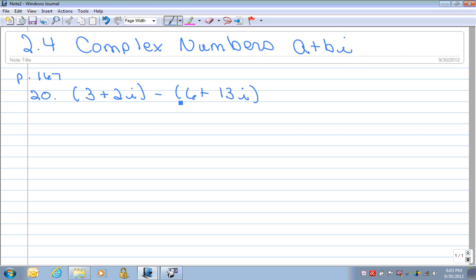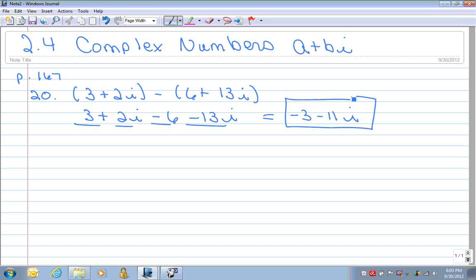All right, so remember we want to distribute a negative, so we have 3 plus 2i, minus 6 and then minus 13i. We would combine like terms. We have a 3 and a negative 6, so that would give us a negative 3. We have a 2i and a negative 13i, that'd be a negative 11i. And I believe that your answer would be negative 3 minus 11i, and that is just combining like terms and operations of complex numbers.